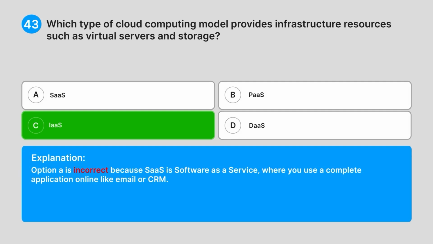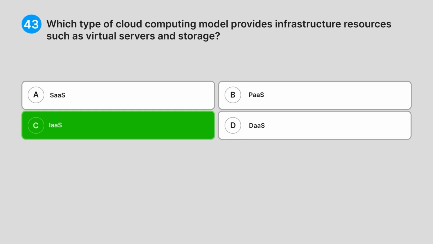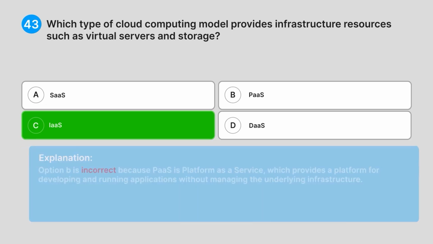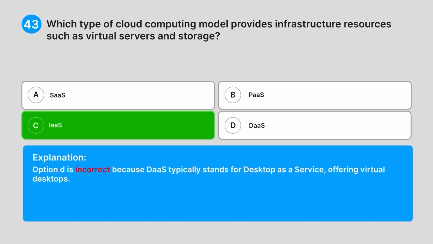Option A is incorrect because SaaS is software as a service, where you use a complete application online like email or CRM. Option B is incorrect because PaaS is platform as a service, which provides a platform for developing and running applications without managing the underlying infrastructure. Option D is incorrect because DaaS typically stands for desktop as a service, offering virtual desktops.